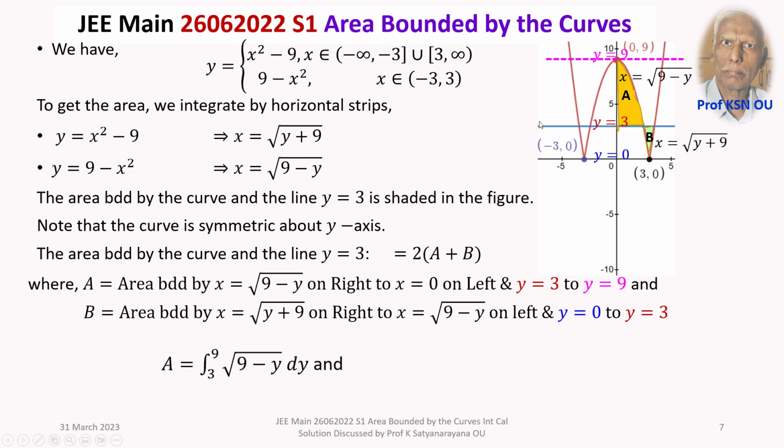A is equal to the integral from y is equal to 3 to y is equal to 9 of the function x dy, square root of 9 minus y minus x is equal to 0, into dy. That is A. B is the integral from 0 to 3 of root of y plus 9, the left curve, minus the right curve, that is under the square root of 9 minus y. So that is A and B in terms of the integrals. We will show you the integration part in the next slide.